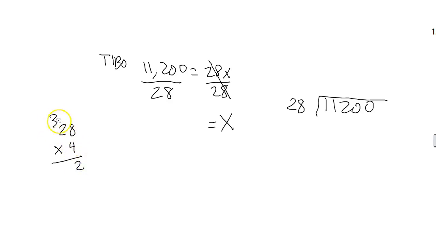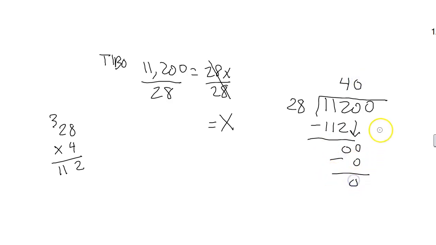4 times 2 is 8, 8 plus 3 is 11. There it is. So this goes in there right over the 2. 4 times, as you can see, gives me 112. When I subtract, I get 0. I bring a 0 down. 28 goes into 0 zero times. I would multiply for 0, get 0, putting down a 0, and so it would be 400.